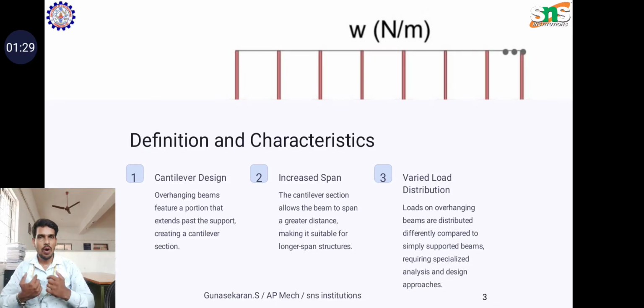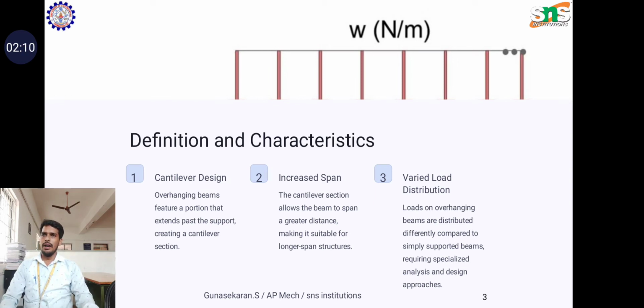Bending moment: the beam experiences bending moment due to a load, which can vary throughout its length. The overhanging portions experience moment in the opposite direction to the main span. Shear force occurs throughout the beam length, influenced by the position of supports and loads. Then deflection: the beam will deflect under applied loads, particularly at the overhanging ends.